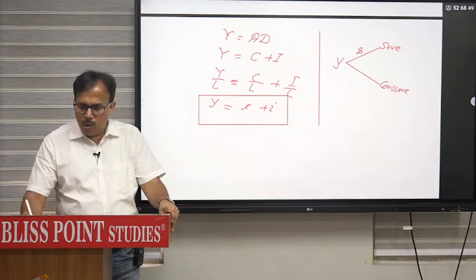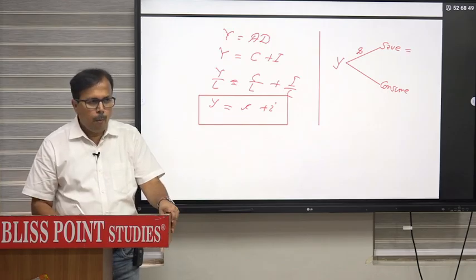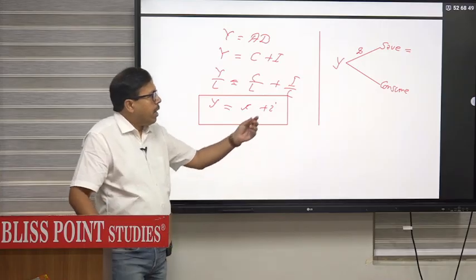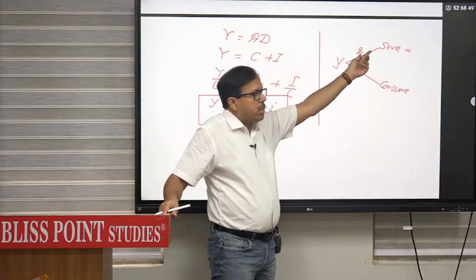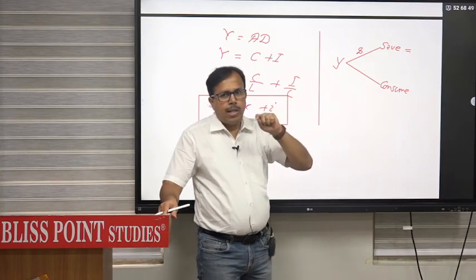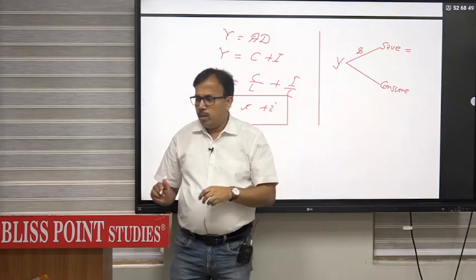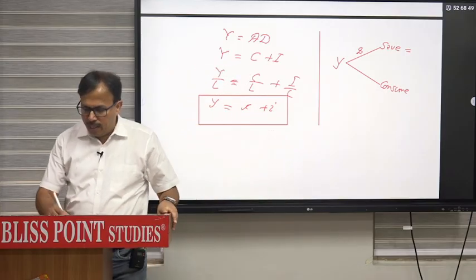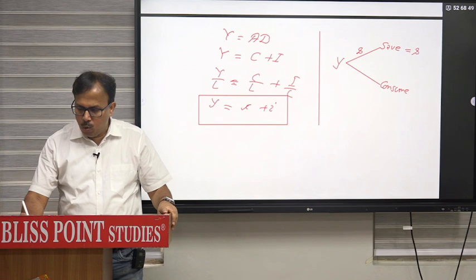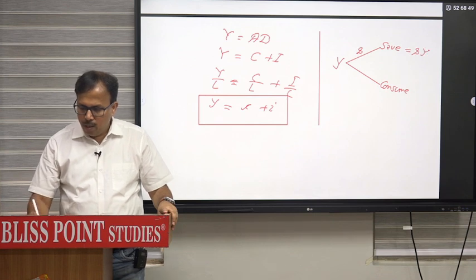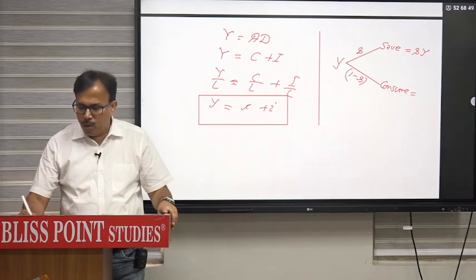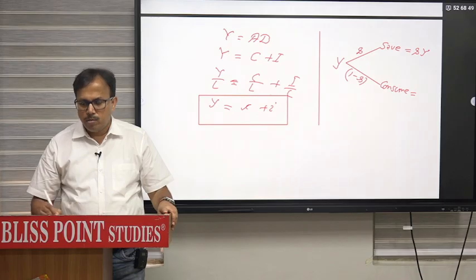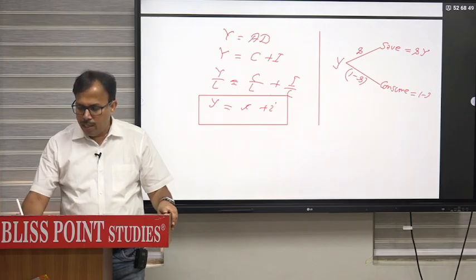So what will be the amount of saving you will write? We saved 20% of income. So you can write small s into y. So the amount of saving can be written as small s into y. The remaining part, that is 1 minus s, is spent. So what will be in place of consumption? You can write 1 minus s into y.